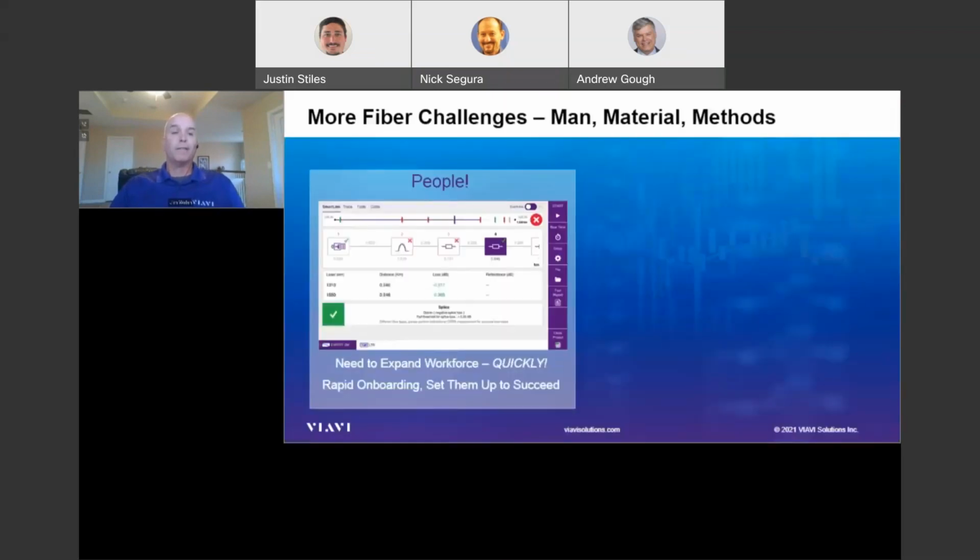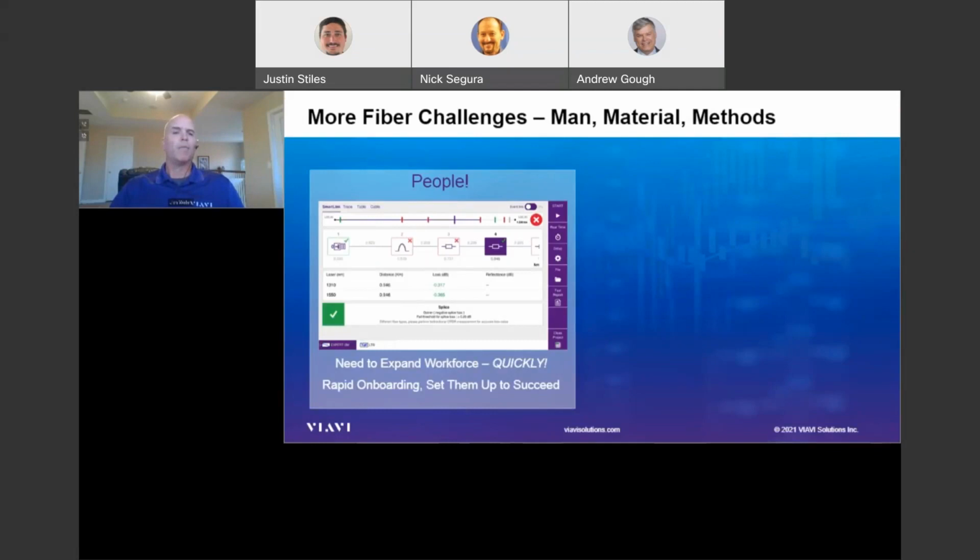So the first more is fiber. I'm going to steal a little bit from Six Sigma methodology here and talk through the man, materials, and methods of fiber. Materials, really, again, enough said. We all know the supply chain's in a mess right now. Getting fiber, getting the endpoints is a big deal, but not a lot of impact on test for that. But man and methods definitely has an impact on test.